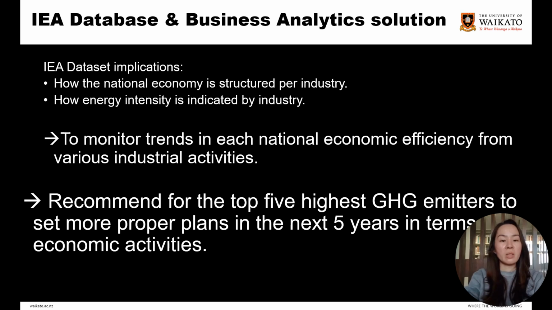And what I can understand from the dataset is that it is trying to imply how the national economy is structured by industry and how energy intensity is indicated by industry. From this information and analysis, I would like to come up with the trends in each nation's economic efficiency from various industrial activities. And after all, I will try to give my own recommendation for the top 5 highest greenhouse gas emitters to set more proper plans in the next 5 years in terms of economic activities.